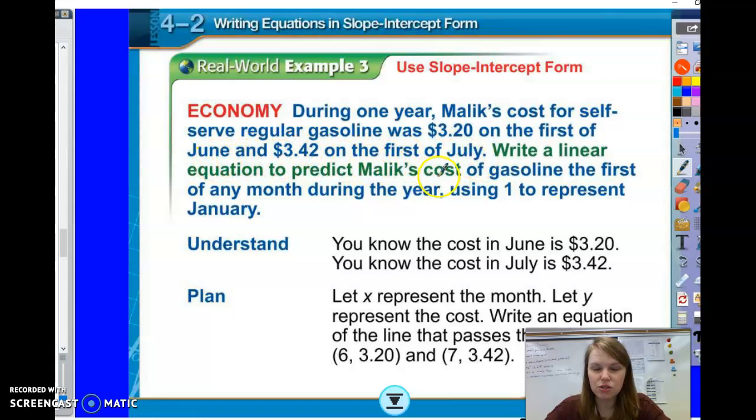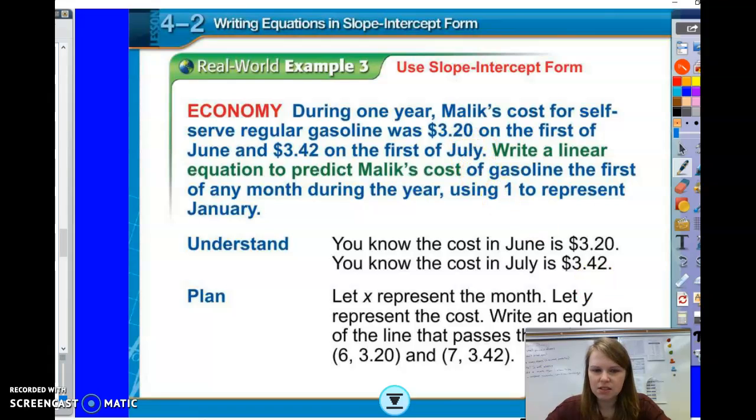So we're going to write an equation to predict the cost of gasoline on the 1st of any month, using 1 to represent January. Okay, hold on. 1 represents January, so what would June be? Isn't June the 6th month? So June is 6, July would be 7.